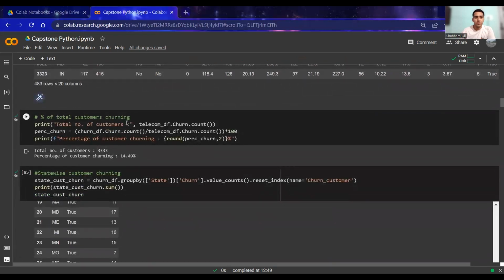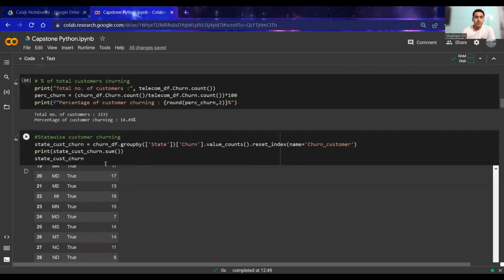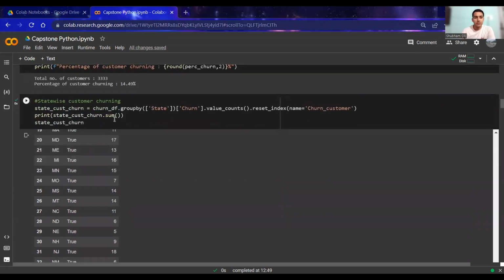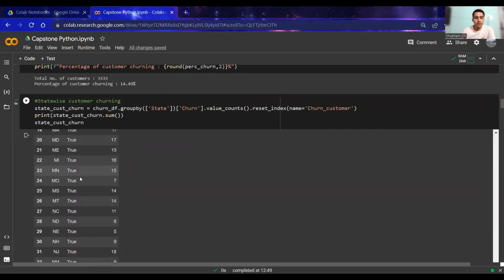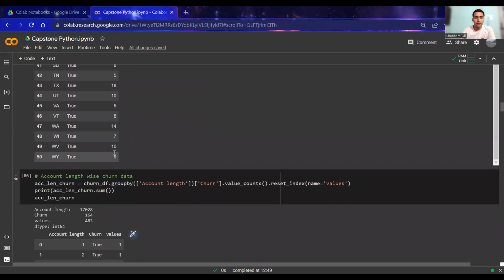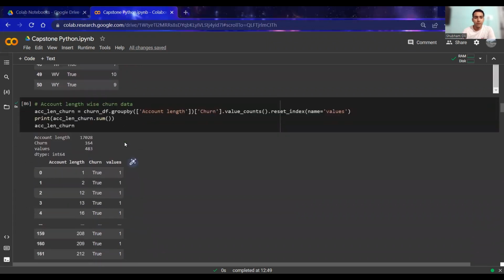Now, the percentage of total customers churning. From 3,333 customers, we have a 14.49% churned customer rate. For state-wise customer churning, as we can see, we have the states, the counts of customers, and the churned customers. So here, this is the state, and these are the numbers of churned customers in a particular state. Here we can see all 51 states and the churned customer data from each state.